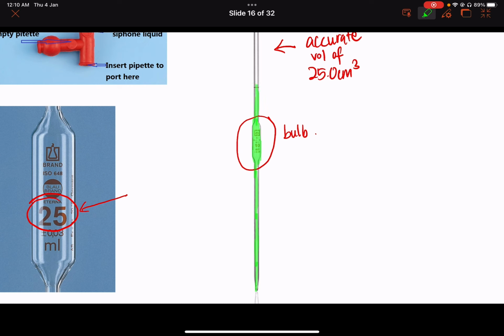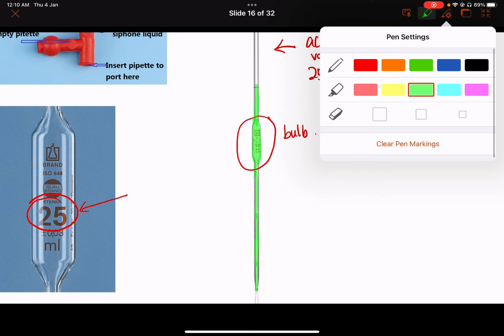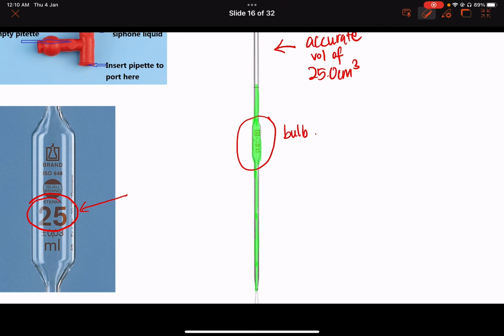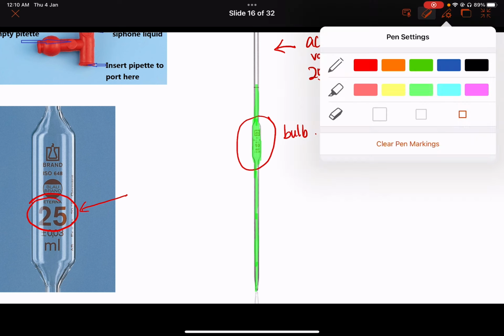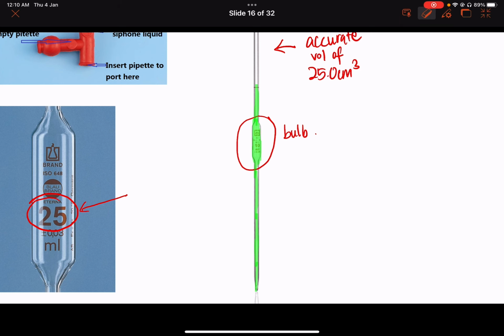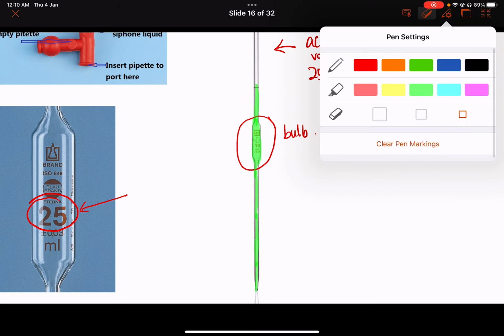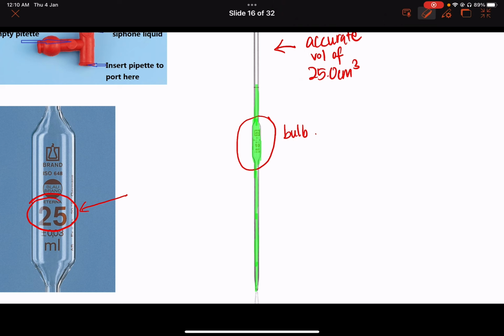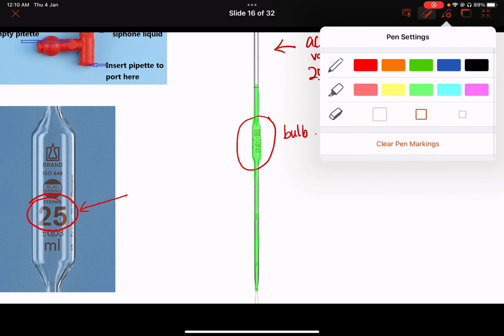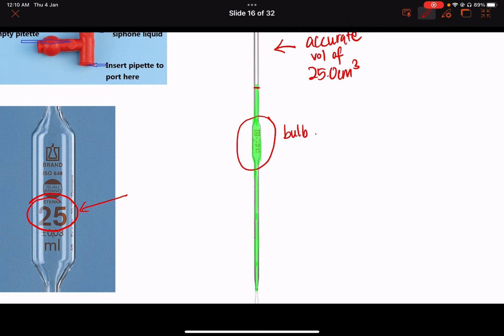until it reaches, oops, I think I exceeded a little bit. Let me just erase it off. It's not erasing, never mind. I will just point it to you. Until it reaches this line, this thin little line, the entire volume of liquid, which I'm actually boxing up right now in green, is actually 25.0 cm cube.